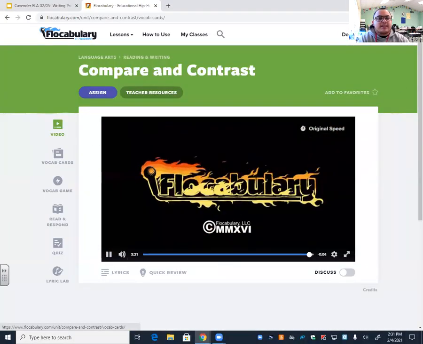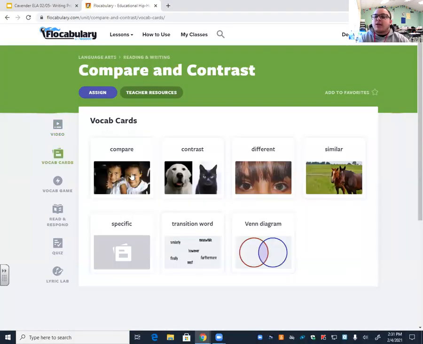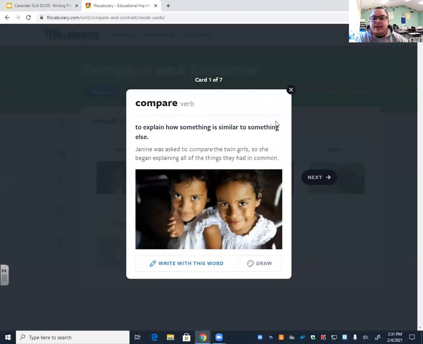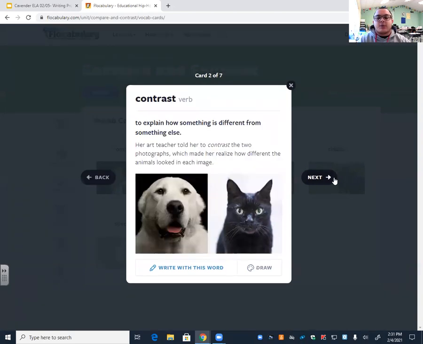All right, so let's go over some vocabulary. To compare means to explain how something is similar to something else. Jane was asked to compare the twin girls, so she began explaining all the things they had in common. When we contrast, we're explaining how something is different from something else. Her art teacher told her to contrast two photographs, which made her realize how different the animals looked in each image. So they contrasted this dog to this cat. How do they look different?